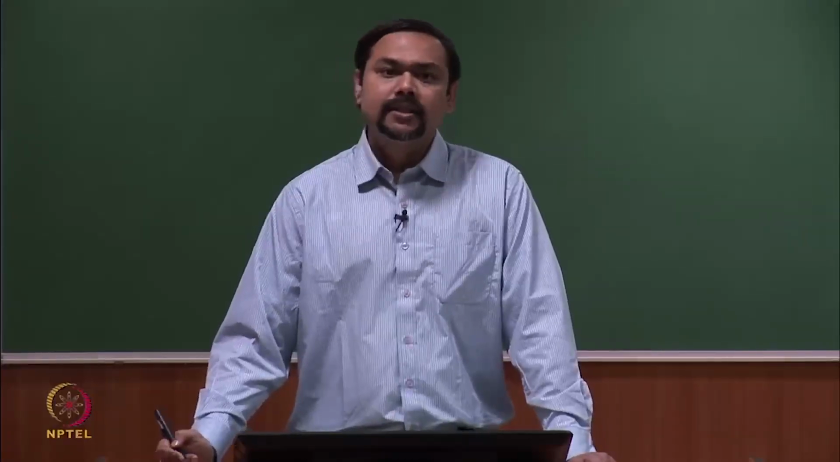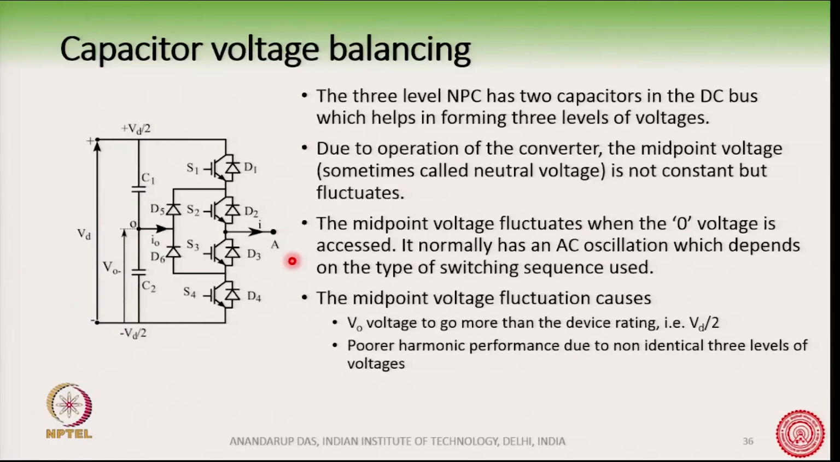Normally we will see over time that there is an AC oscillation on the midpoint voltage, and it depends on which type of switching sequence and what switching frequency we are operating at. The magnitude of the AC oscillation will vary. If the variation is very small, then we can still go on with the operation of the converter. However, if the midpoint fluctuation is very large, or if some fault has happened, or if there is an unbalanced operation of the converter, then this midpoint voltage can substantially deviate from 0.